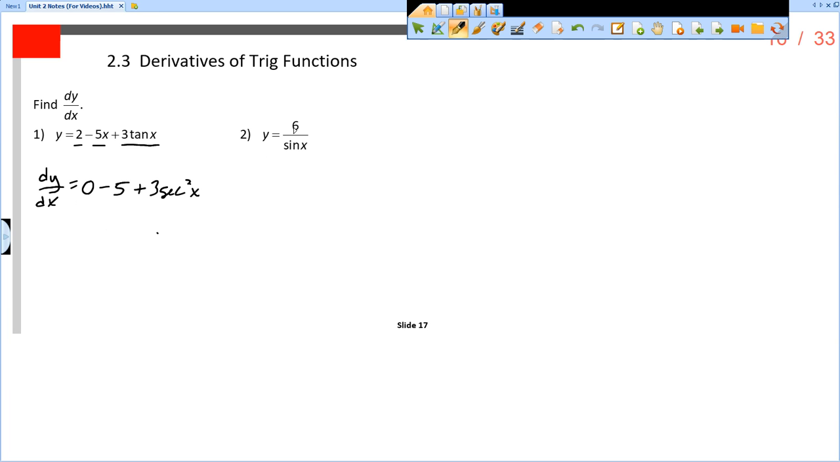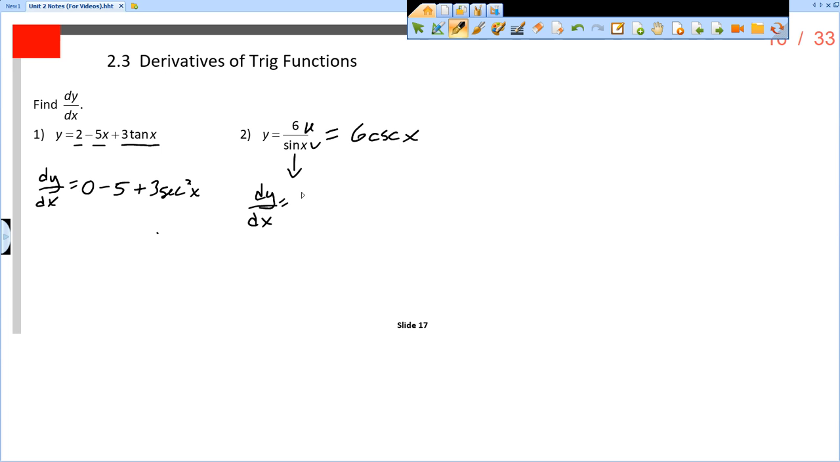But then moving on, this one. Now, there are two ways that you could do this. You could consider this as a quotient rule, which would be u divided by v, or you could rewrite this y as 6 cosecant of x. Either way, you're going to get the same answer, or answers that are equivalent. They look different, but here's dy/dx.